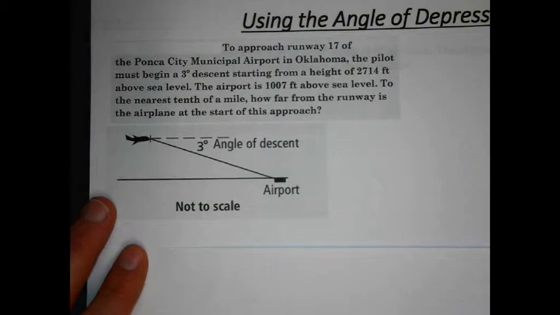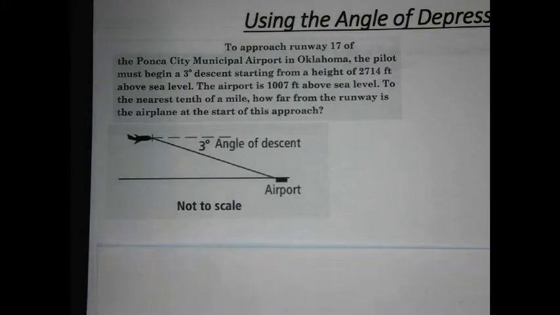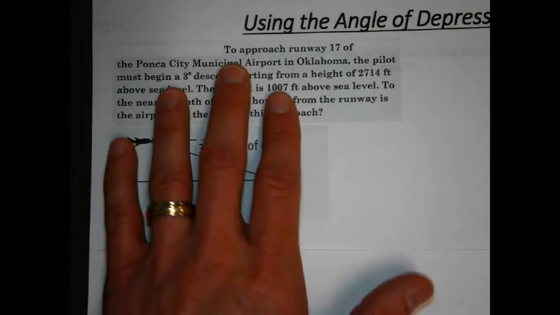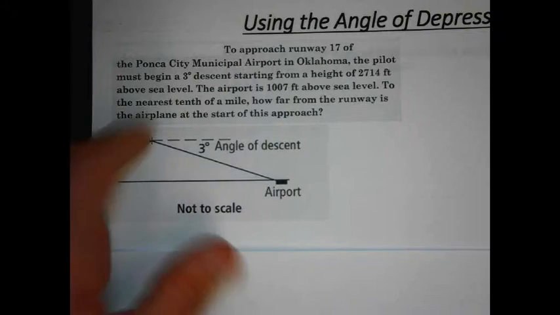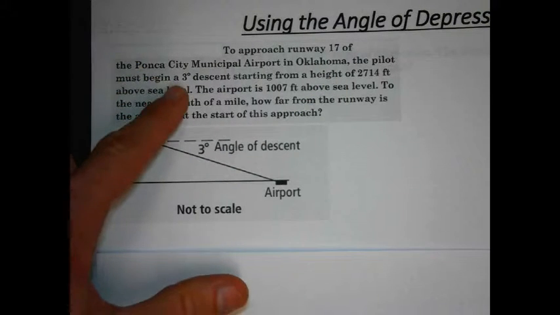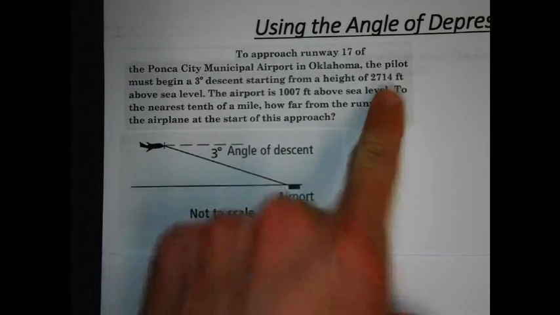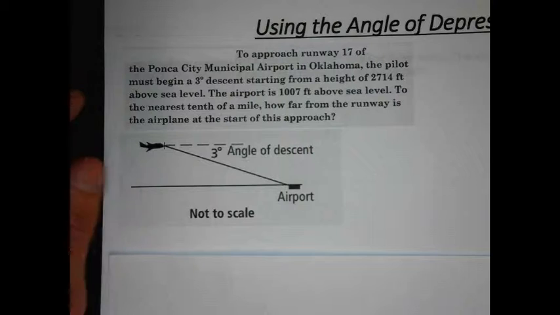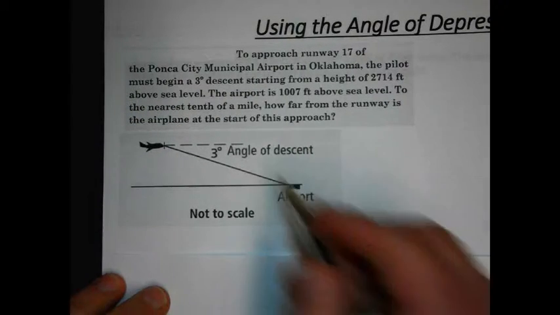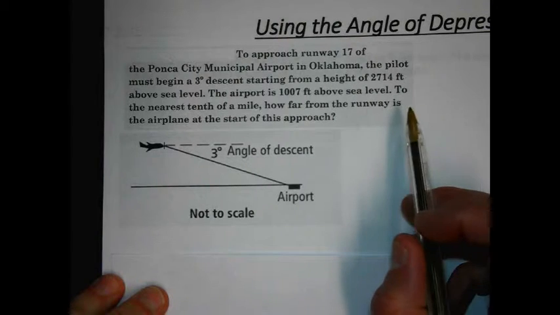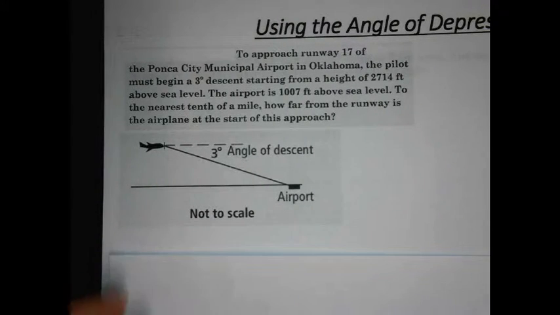So here's an airplane example, and we're going to talk about an approaching airplane who is approaching a runway of an airport in Oklahoma. The pilot has to begin a 3-degree descent starting from a height of 2,714 feet above sea level, and the airport is already above sea level. So that's an interesting thing. Then what we're going to do is to the nearest tenth of a mile, find out how far from the runway is the airplane at the start of the approach.